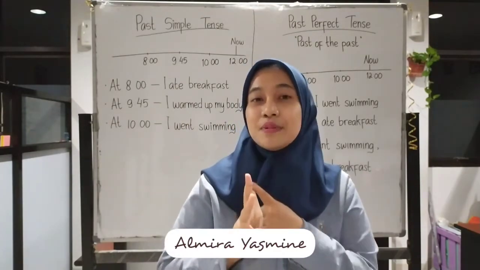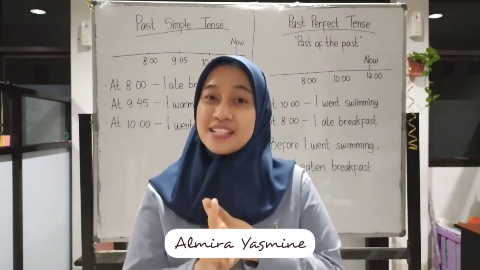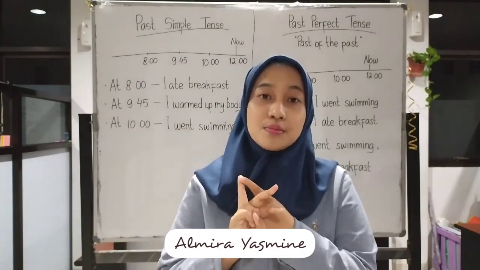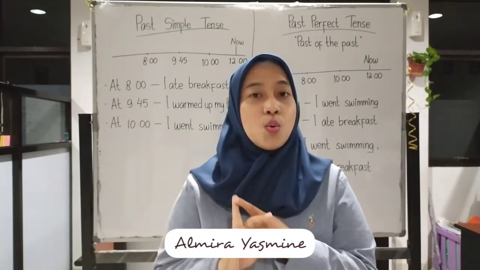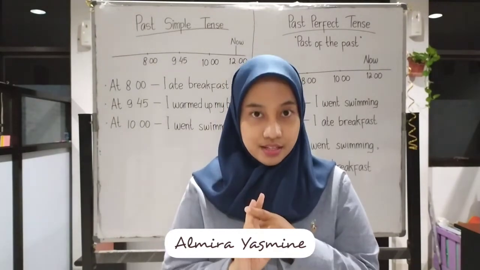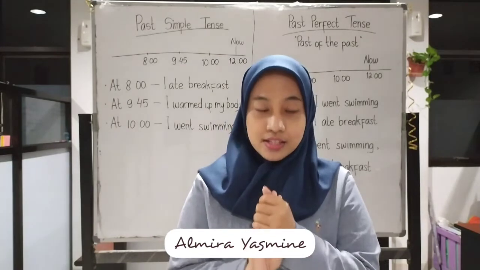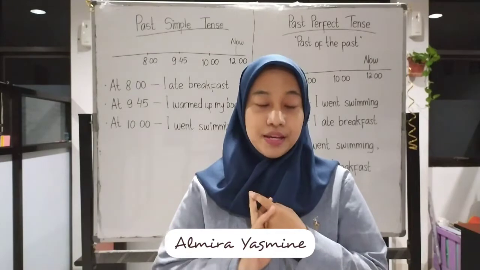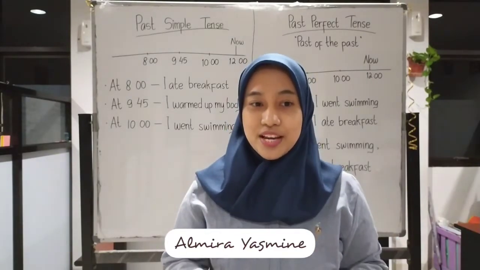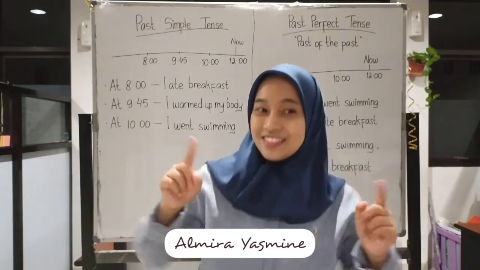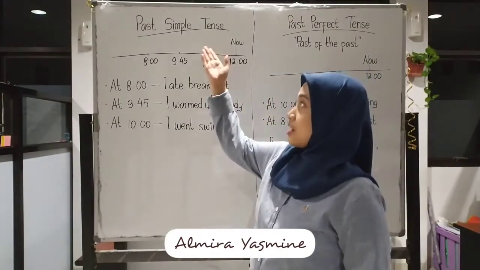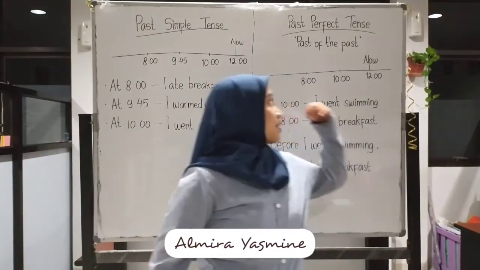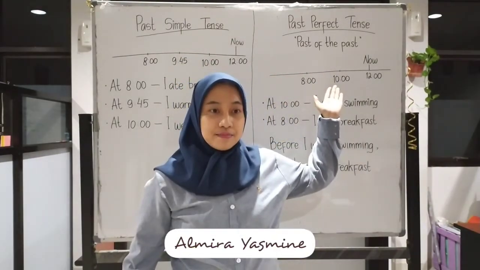Now you will learn the difference between three English tenses: the past simple tense, which is the basic tense, and the past perfect tense and the past perfect continuous tense, which are advanced tenses. These tenses talk about the past, but in completely different ways. Let's get started. First, we will discuss the past simple tense and the past perfect tense.